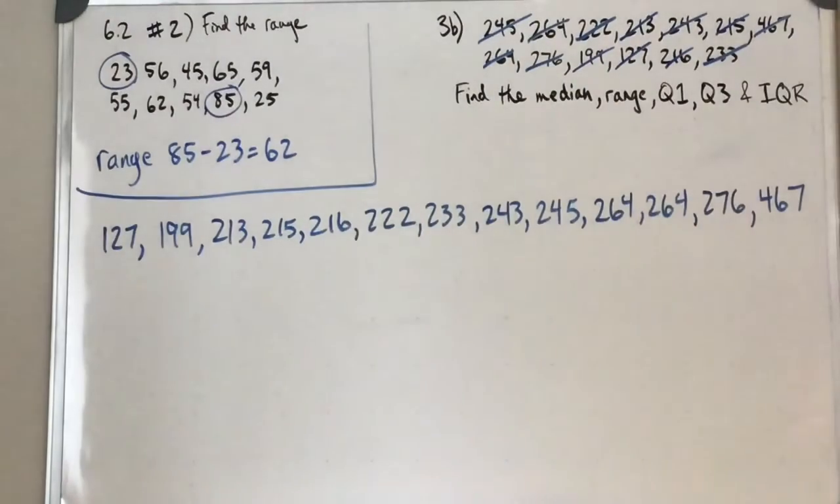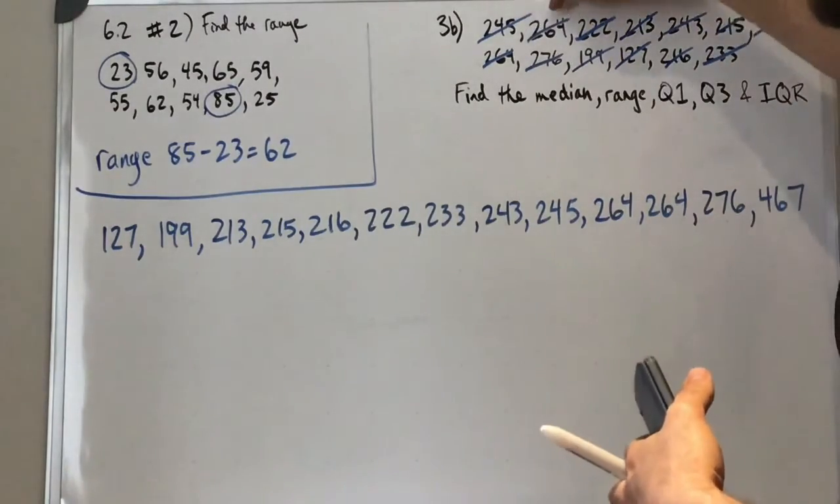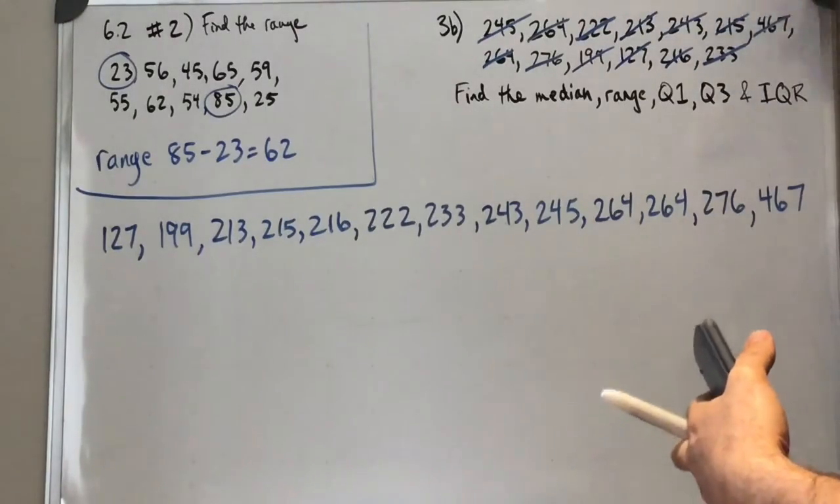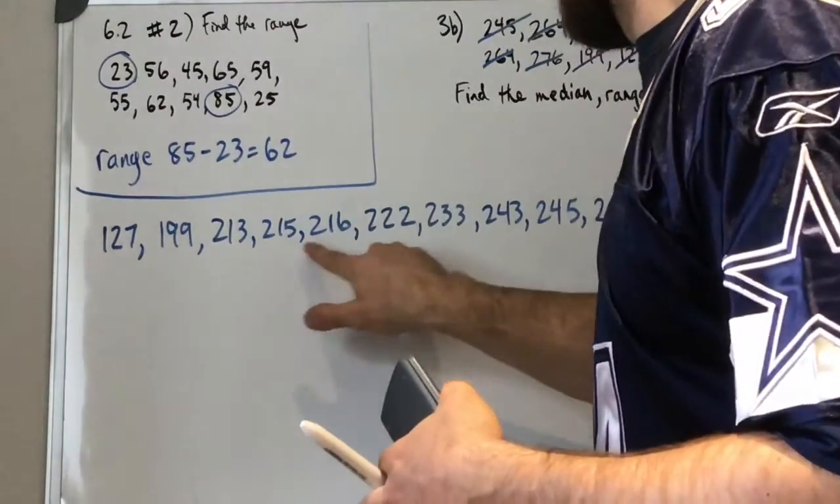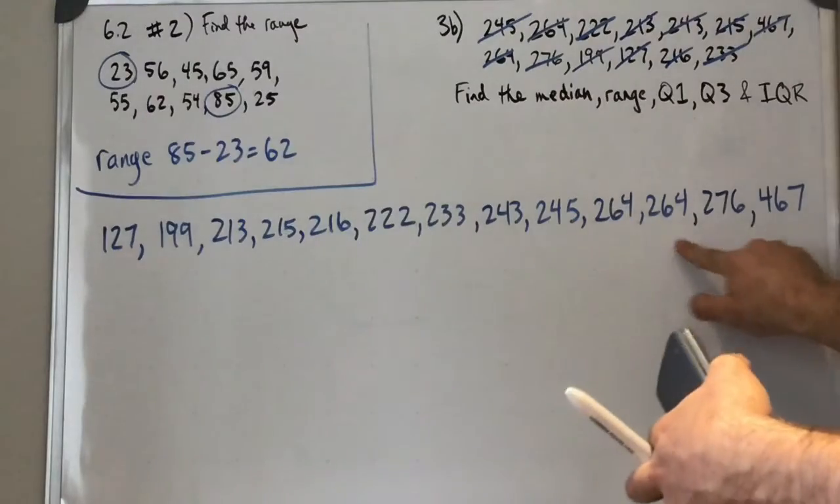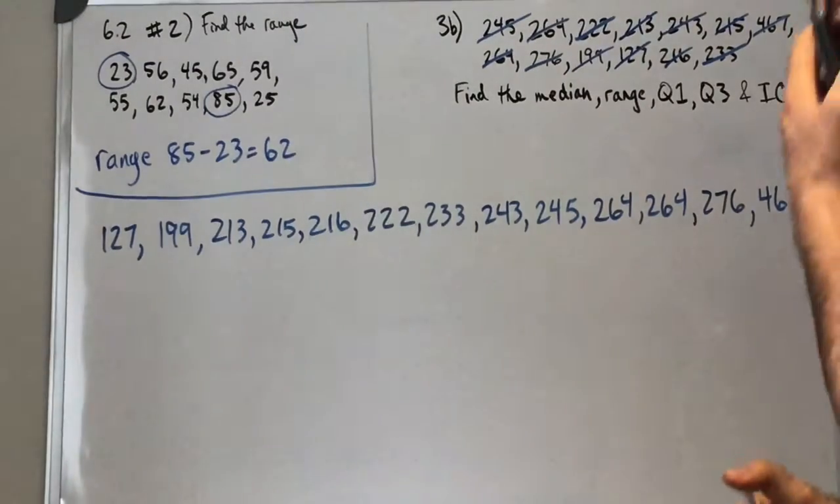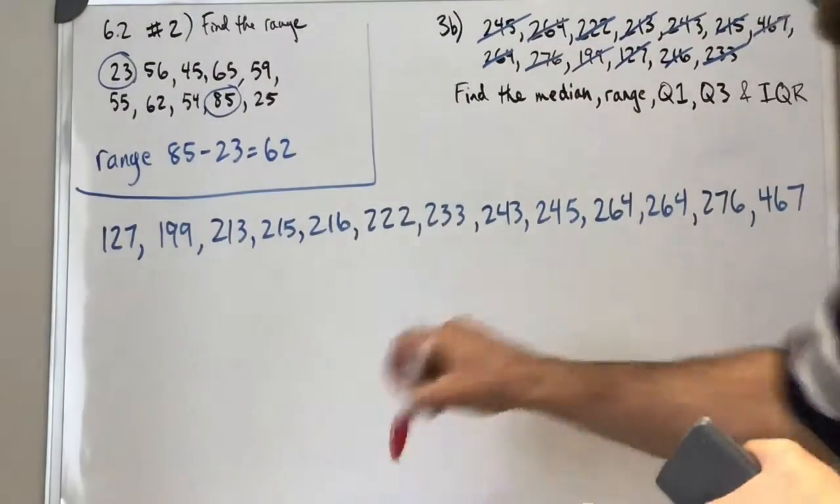Okay, so I've got these ordered. Always take a second and count your entries and make sure you didn't screw anything up. Happens all the time. So we've got 2, 4, 6, 8, 10, 12, 13. 2, 4, 6, 8, 10, 12, 13. Okay, I probably didn't screw this one up.